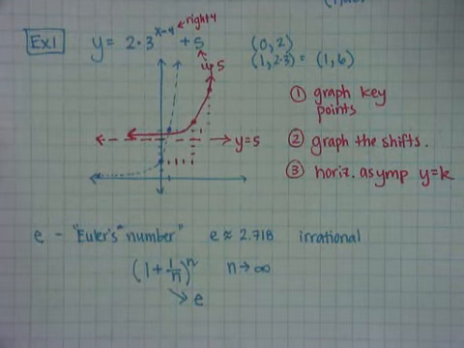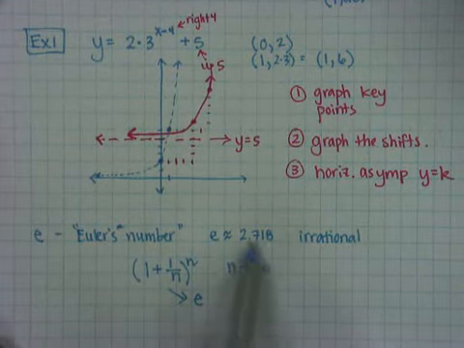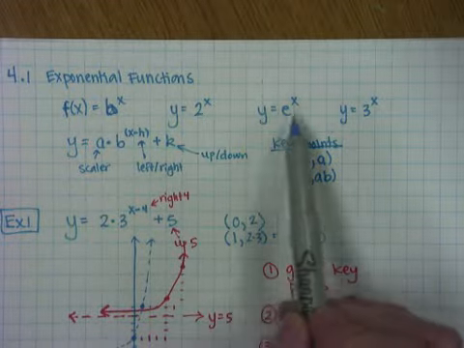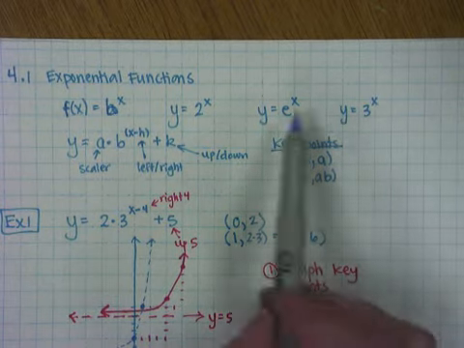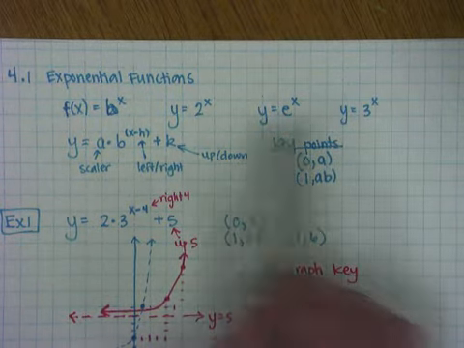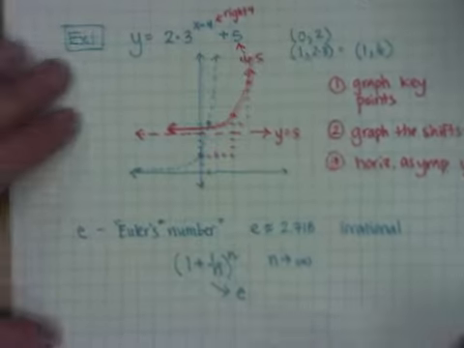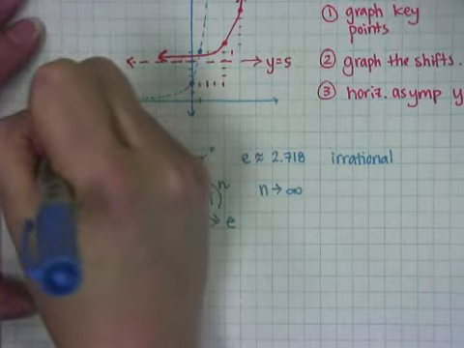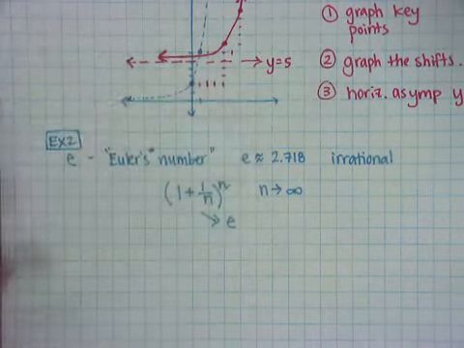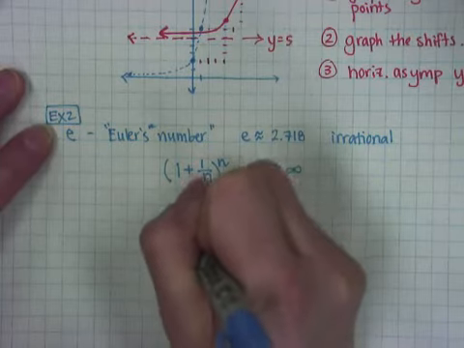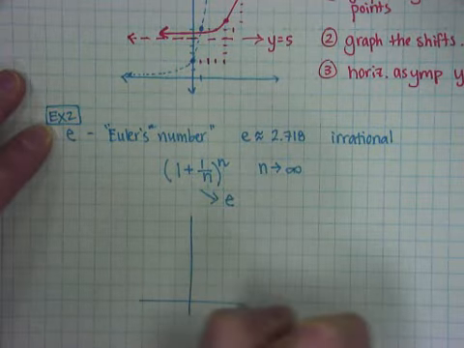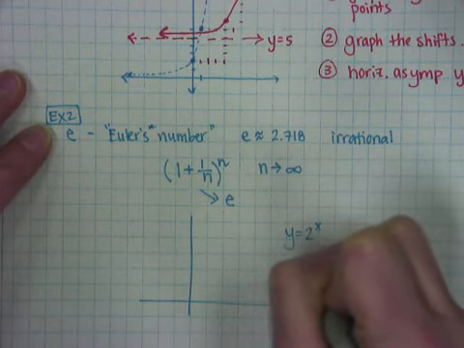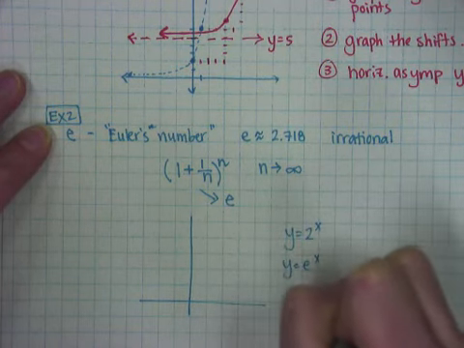Now, in terms of how big e is, since it's about 2.7, it's between 2 and 3. Before, when I wrote up these 3 graphs, y equals 2 to the x, y equals e to the x, and y equals 3 to the x, what you should see is that e to the x sits between the other two. So let's call this example 2. In example 2, go ahead and graph y equals 2 to the x, e to the x, and 3 to the x.